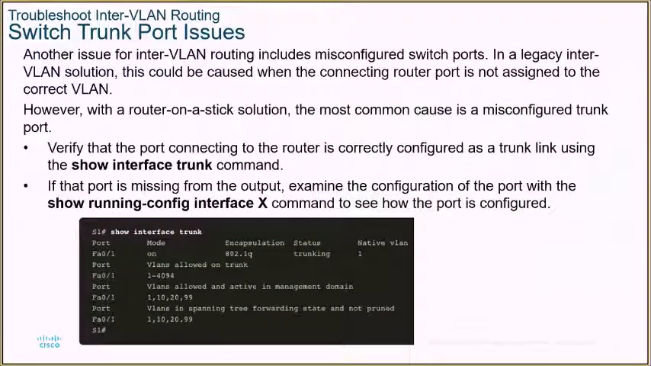Switch trunk port issues. Another issue for Inter-VLAN routing includes misconfigured switch ports. In a legacy Inter-VLAN solution, this could be caused when the connecting router is not assigned to the correct VLAN. However, in the router on a stick solution, the most common cause is a misconfigured trunk port. Verify that the port connecting to the router is correctly configured as a trunk link using the show interface trunk command. If that port is missing from the output, examine the configuration of the port with show running-config and see what is going on.